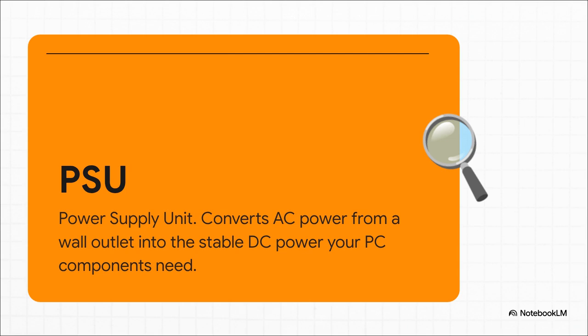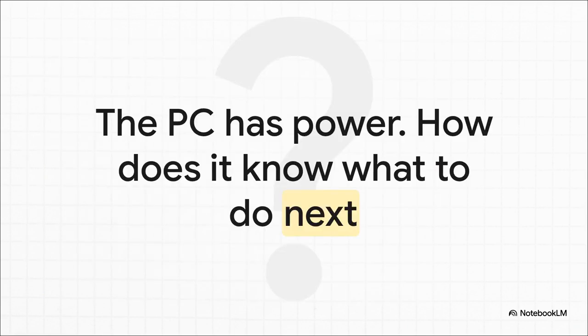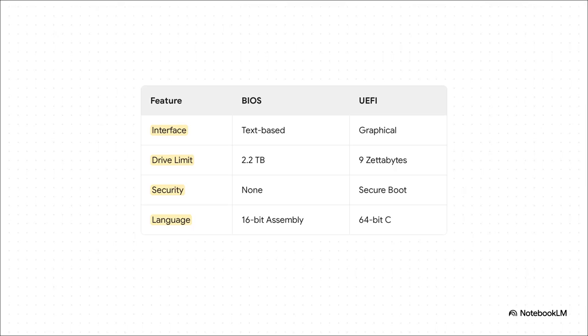But just having power isn't enough. So, you hit the power button, the fans spin up. But now what? How does the computer actually know what to do next? How does it wake up and find the operating system? That's the job of the firmware. It's the very first piece of software that runs, bridging the gap between the physical hardware and your operating system. For decades, the standard was BIOS. You've probably seen it, that old-school, text-based blue screen. It worked, but it was ancient.